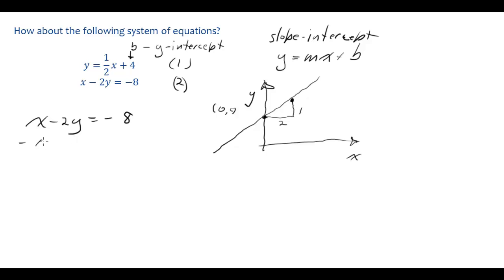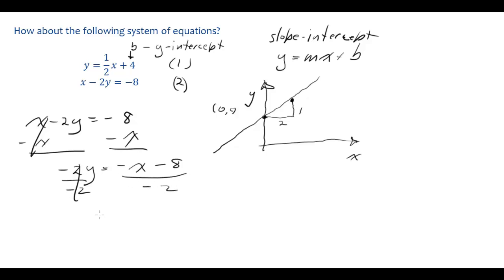Alright, so the first thing I'm going to do is get rid of the x, or at least put it over on the other side by subtracting x from both sides. That goes away. I have minus 2y equals minus x minus 8. So now I divide both sides by minus 2. That goes away. So now on the left-hand side, I've got it in slope-intercept form. Now I have to do a little bit of math here. This is minus 1 over minus 2 x, and minus 8 over minus 2. Now I can simplify that.